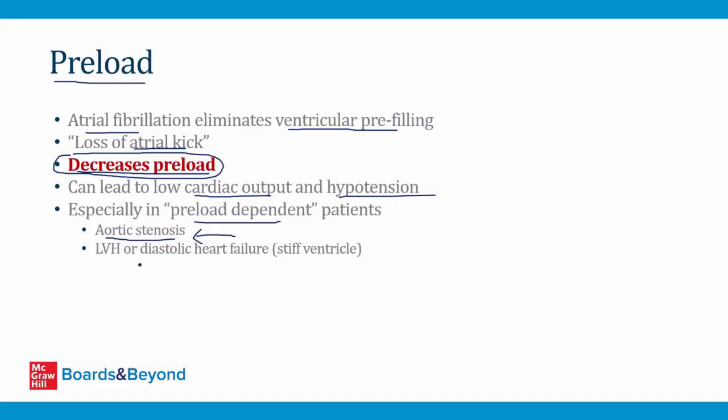The same thing can happen when patients have left ventricular hypertrophy or diastolic heart failure. These patients have stiff ventricles which have trouble relaxing to fill with blood, so they can't fill from relaxation, and then if they lose the atrial kick, this can lead to hypotension. But for most patients, there's just a small decrease in cardiac output. It may lead to a slightly lower blood pressure, but it doesn't cause severe problems like hypotension.